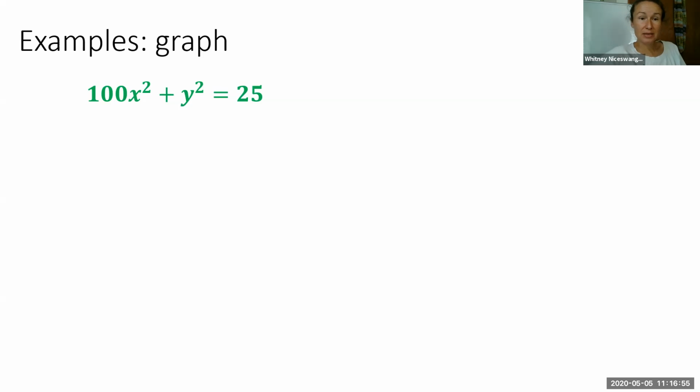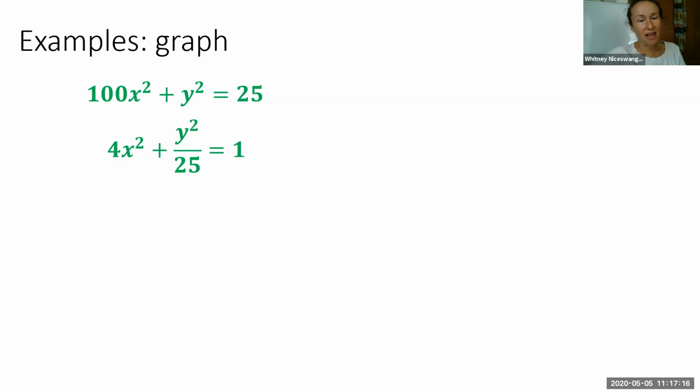Since we know it's an ellipse, and even if we didn't, we could do this and figure it out, we're going to divide by the constant term. The constant term is 25. We divide both sides by 25, and we see that we've got 4x squared plus y squared over 25 equals 1. So this is a little tricky.